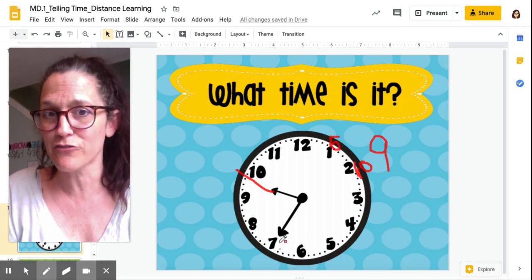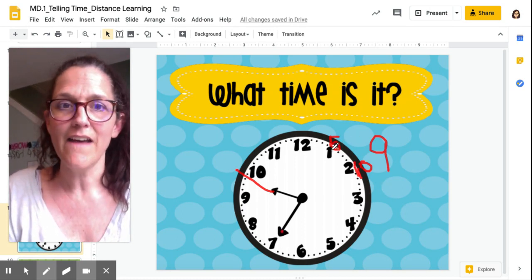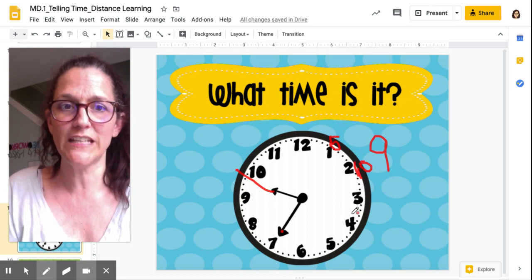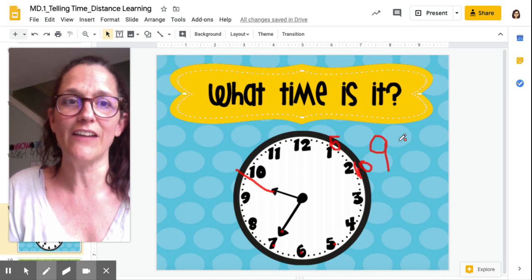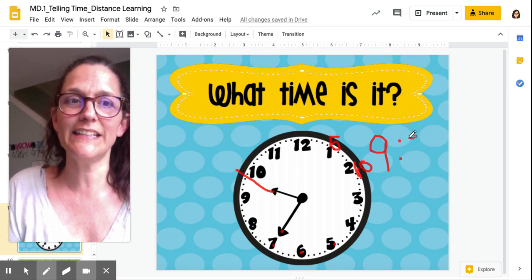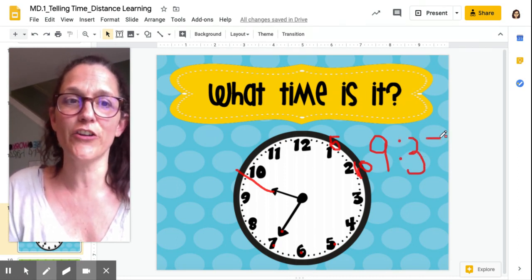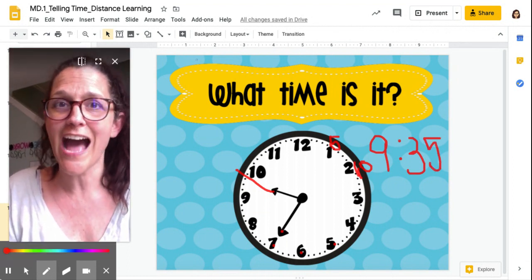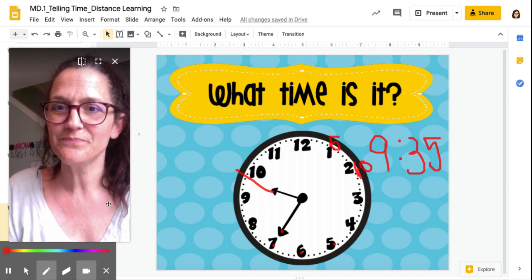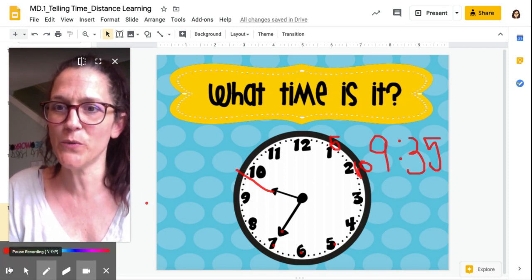So let's skip count to the minute hand. 5, 10, 15, 20, 25, 30, 35. It is 9:35. Are you ready to try 1 to 5 minutes on your own? I know you can do it.